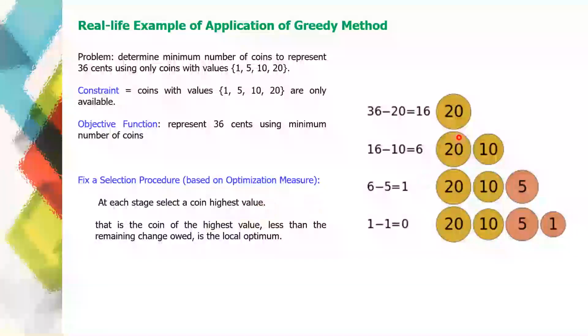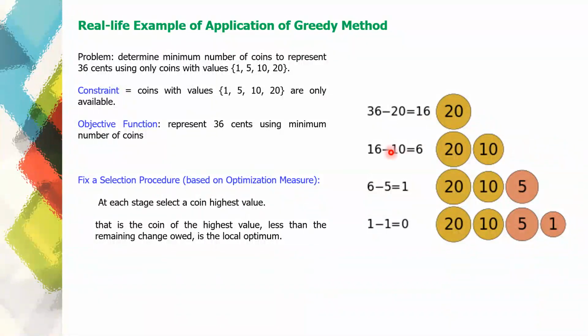So 36 is the amount that I have to form. Among the coins 1, 5, 10 and 20, I choose the coin with the highest value, which is 20. The remaining amount will be 16. So 1 coin is chosen in stage 1. In stage 2, I have to choose another coin. The algorithm I have proposed selects, at each stage, the coin with the highest value.